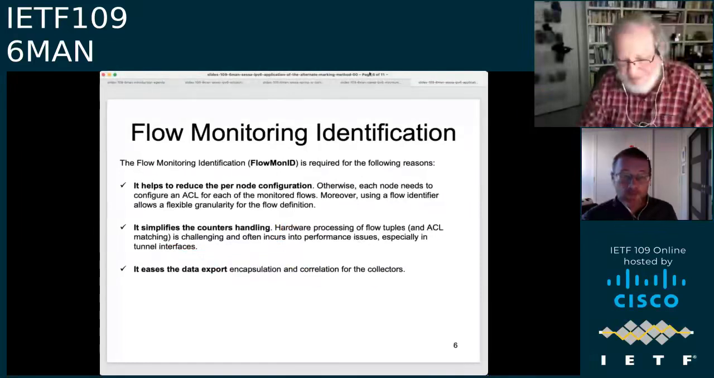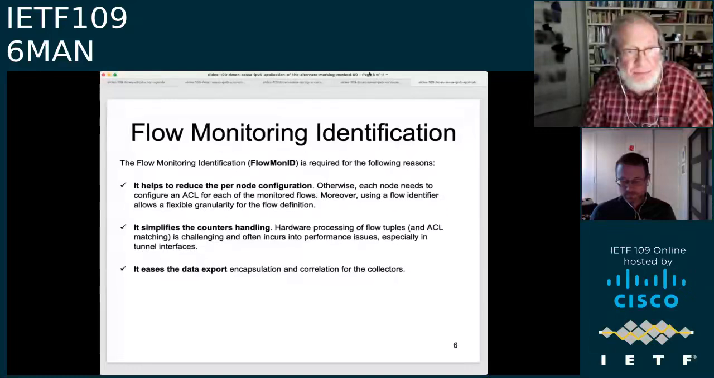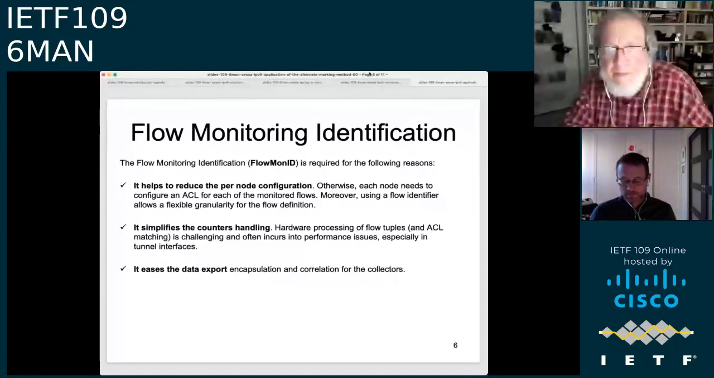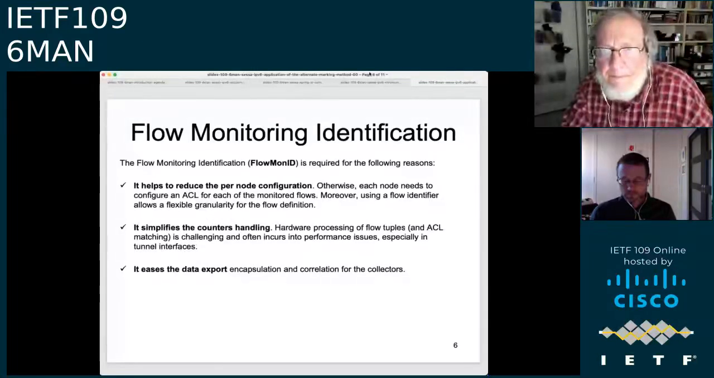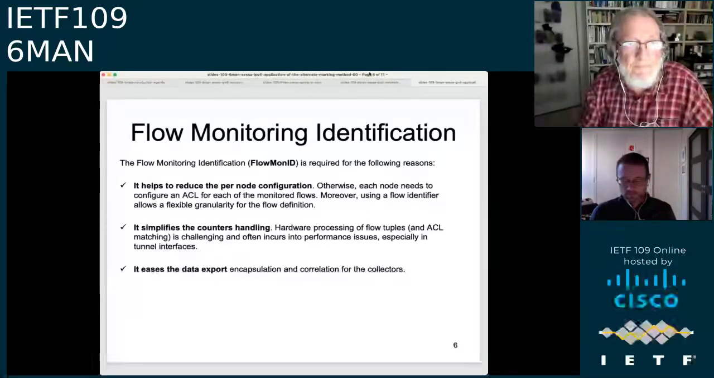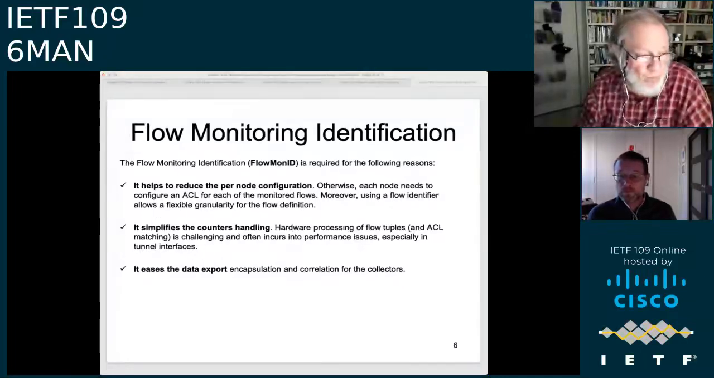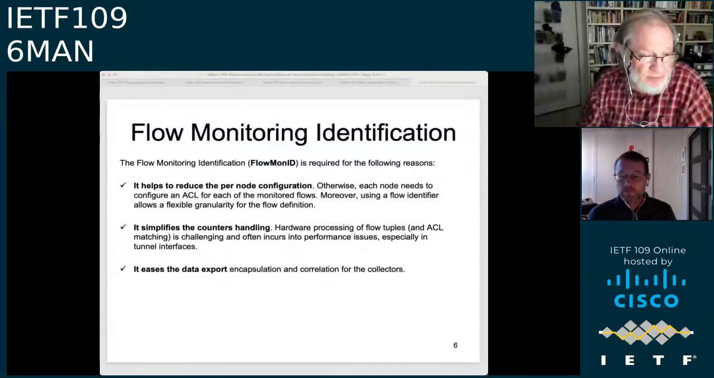The reason for the introduction of this flow monitoring identification field is a requirement for implementation reasons, because to allow a flexible measurement, you have to reduce the per node configuration in order also to increase the number of flows that you want to monitor. And the use of ACL is limited, so that's why it's better to have an identification field in our TLV. In addition, it also simplifies the counter handling, and also it eases the data export. So next.